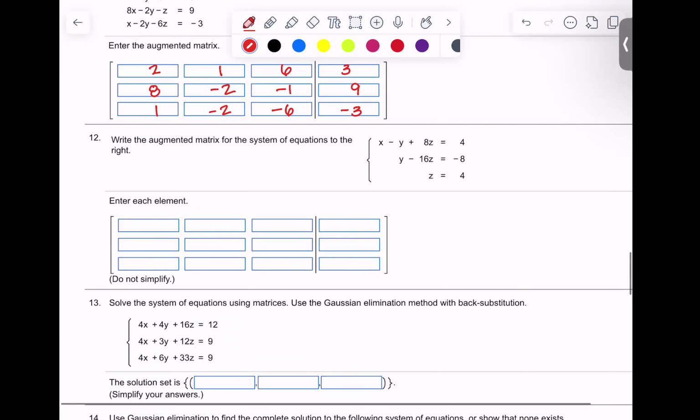Okay, so the next problem, we've got lots of zeros. Let's go ahead and put this in. The first row, I'd have a 1, a -1, an 8, and a 4.